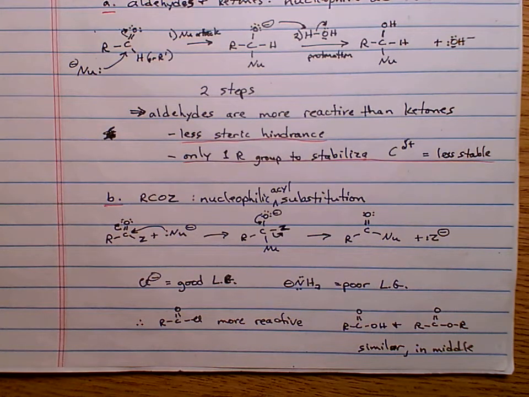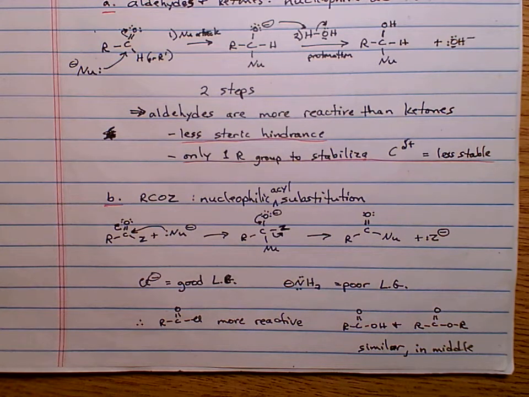Pi bonds break easier, so the pi bond always breaks. After the pi bond breaks and the oxygen becomes a negative charge, it says, oh, you know what I'd like to do? I'd like to reform that pi bond and kick off Z. And so that's what it does. Always, always: nucleophile attacks carbonyl carbon, pi bond breaks, pi bond reforms, Z gets kicked off. That's how nucleophilic acyl substitution occurs.